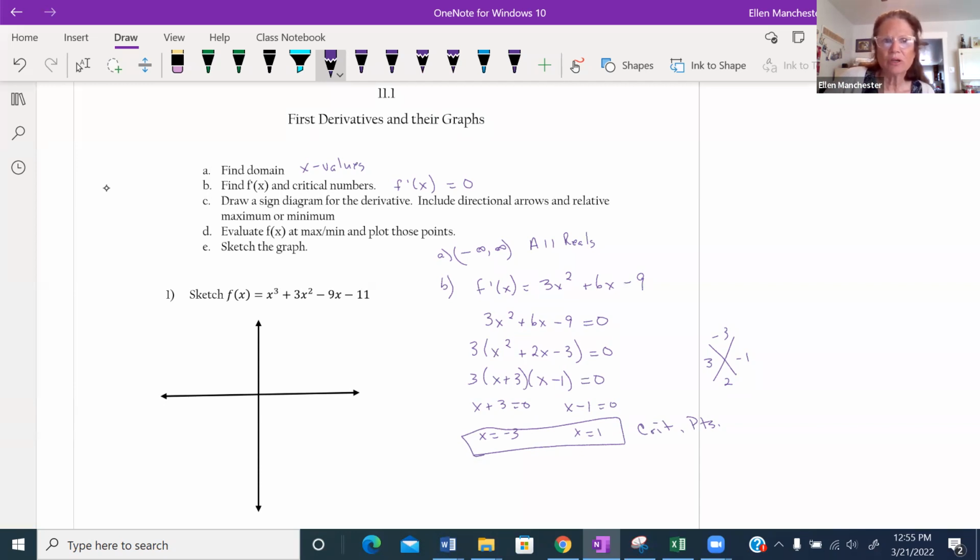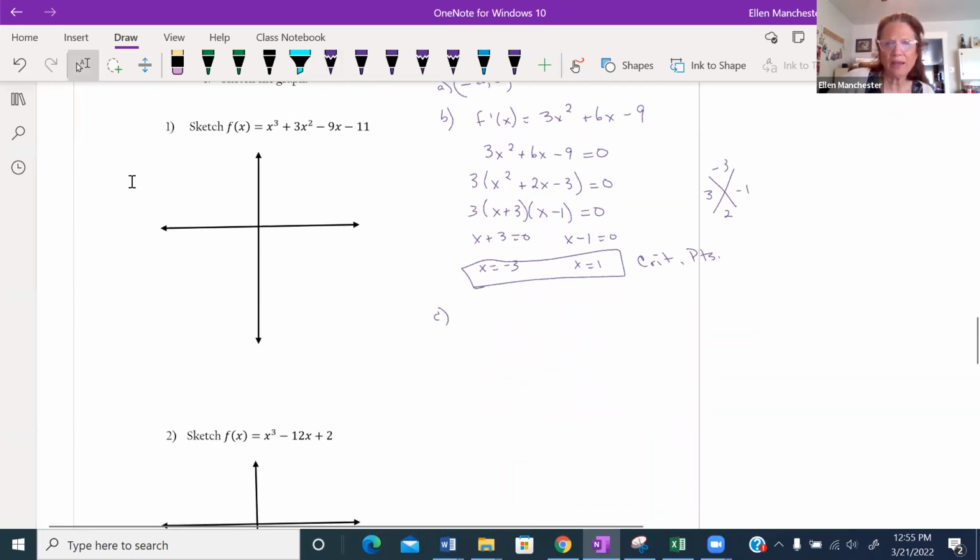Okay, so we're done with A, we're done with B. Now C says we're going to draw a sign diagram or a test chart. So now we're going to go back to what we were just looking at. Our critical points are at -3 and 1. And what we're doing is we're testing to see what is happening with our slope. So notice I mark this as a derivative, okay, because I'm going to use the derivative to test this.